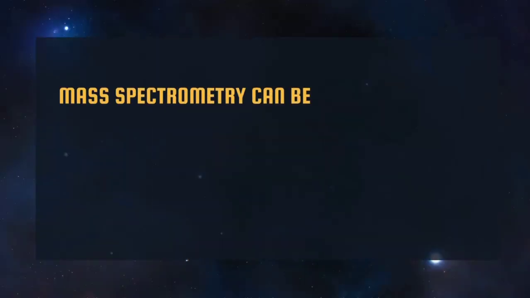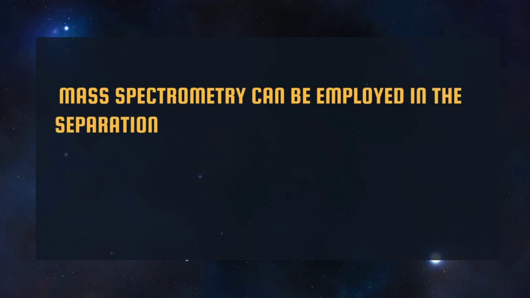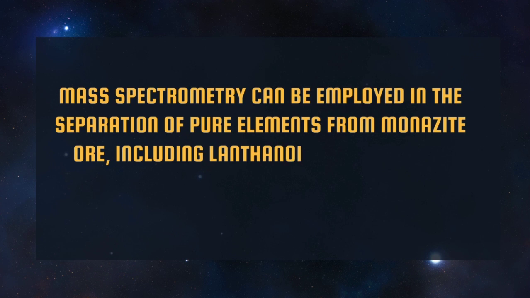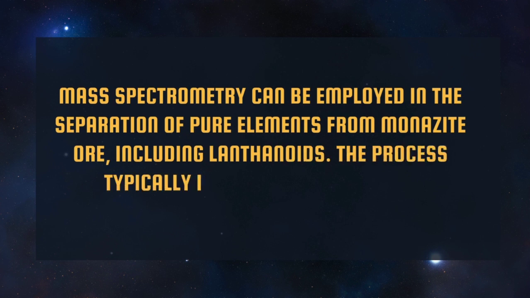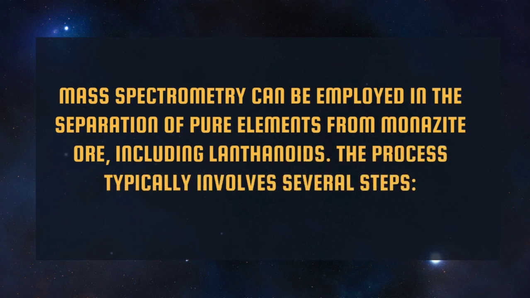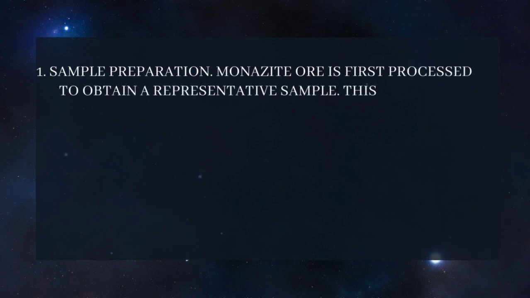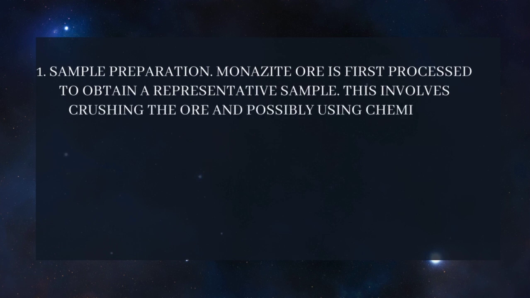Now we will discuss how mass spectrometry can be employed in the separation of pure elements from monazite ore, including lanthanoids. This process typically involves several steps. The first step is sample preparation. Monazite ore is first processed to obtain a representative sample. This involves crushing the ore and possibly using chemical treatments to break down the matrix.